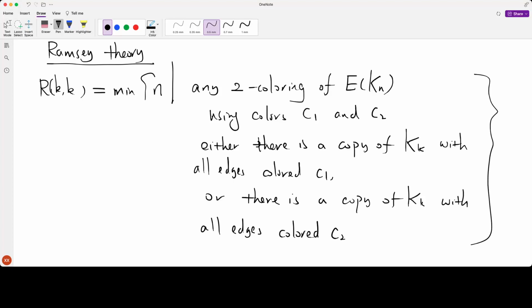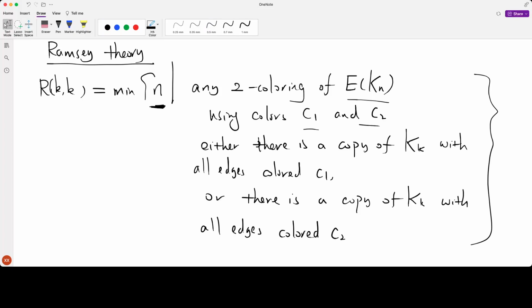So what happens is that I suppose there is an integer n, and I consider the edge set of the complete graph on n vertices using two colors. Either there is a copy of K_k completely colored with color C1, or a copy of K_k completely colored with color C2. People can prove that such n always exists, and it's a finite number. I'm looking for the minimum n to satisfy all this. So this is the definition of R(k,k).